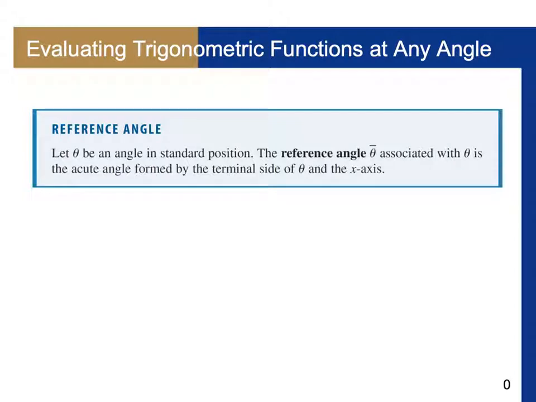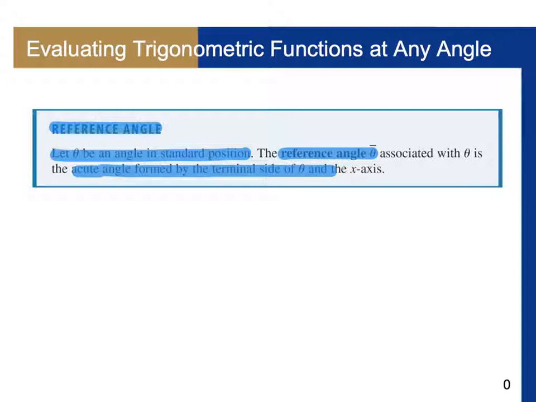Okay, let's talk about reference angle. Reference angle is just like the reference number that we did in chapter 5, except now we're talking about angle. So theta is an angle in standard position, which means the angle starts on the positive x-axis. The reference angle theta bar associated with theta is the acute angle, less than 90 degrees, formed by the terminal side of theta and the x-axis. Acute means less than 90 degrees, so it's going to be in the first quadrant.